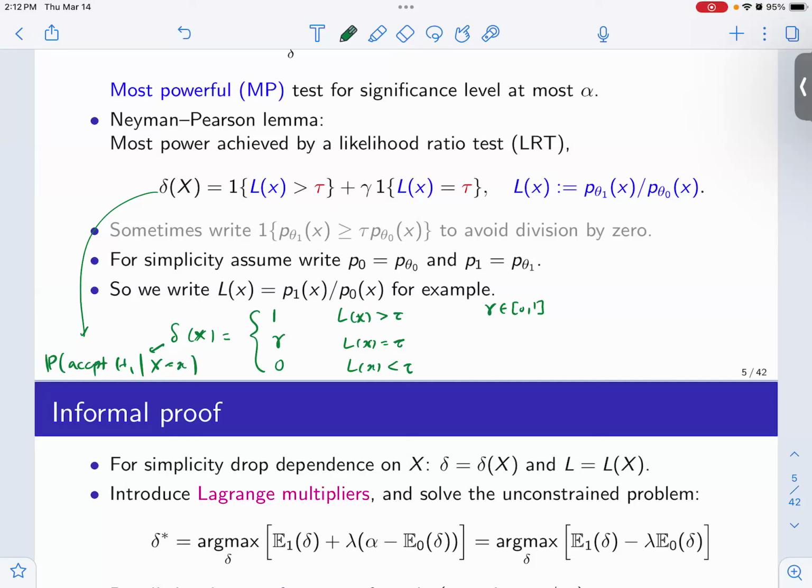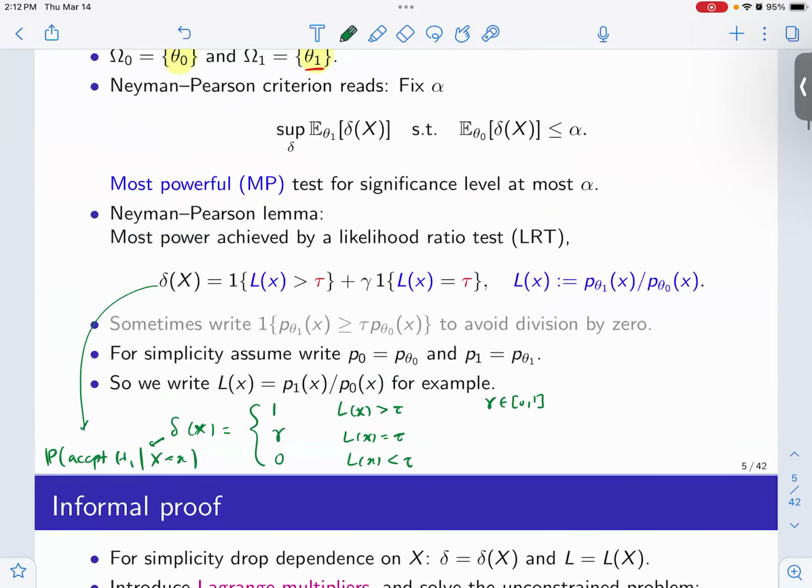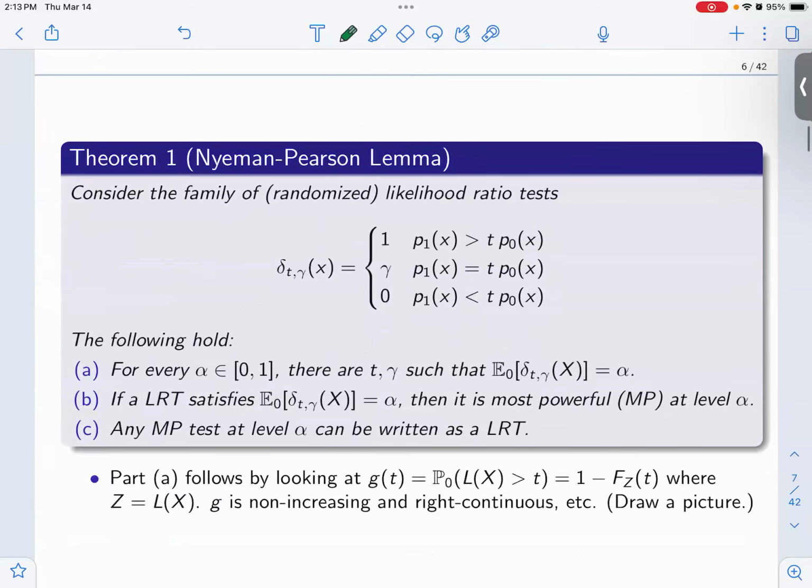Tau is a threshold, so this is something that you have to determine. And the way you determine this is by saturating this inequality. You're going to choose tau such that this hits alpha. Then that would be the most powerful test at level alpha. So I can give you a formal statement here.